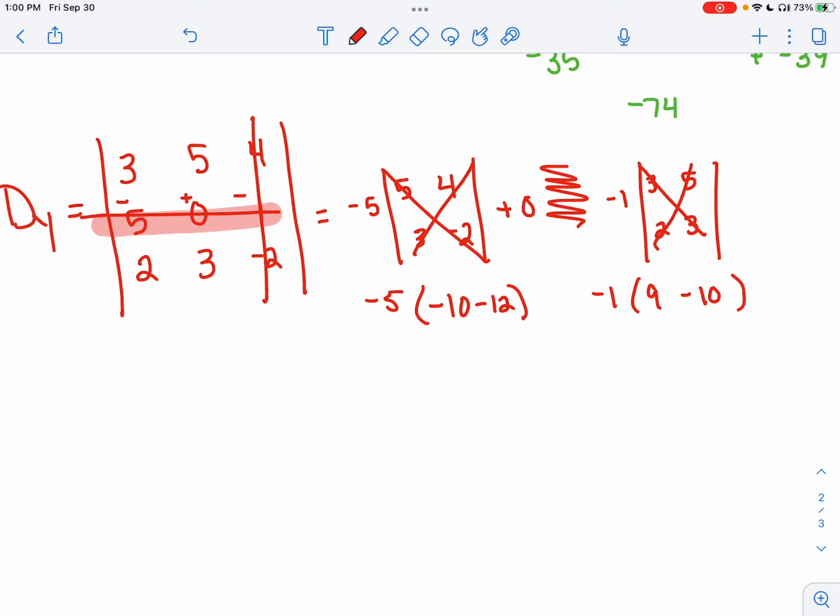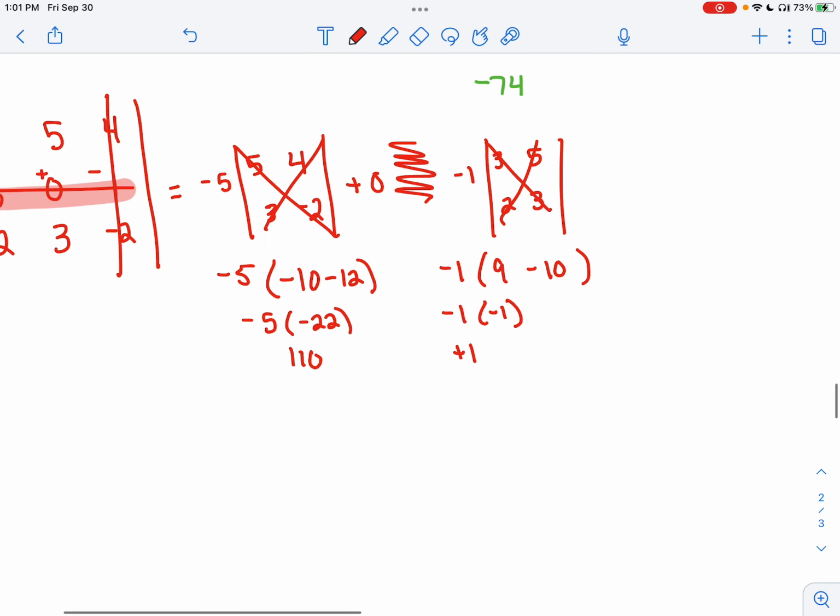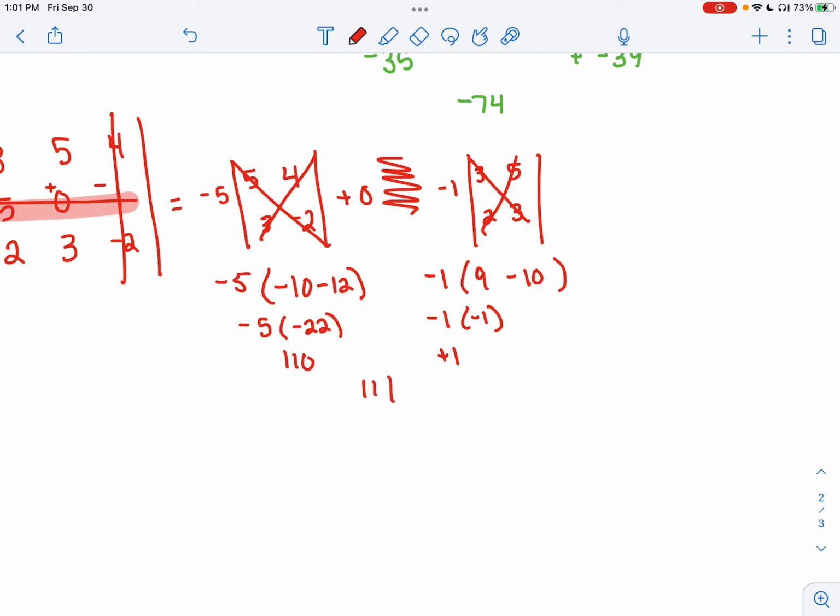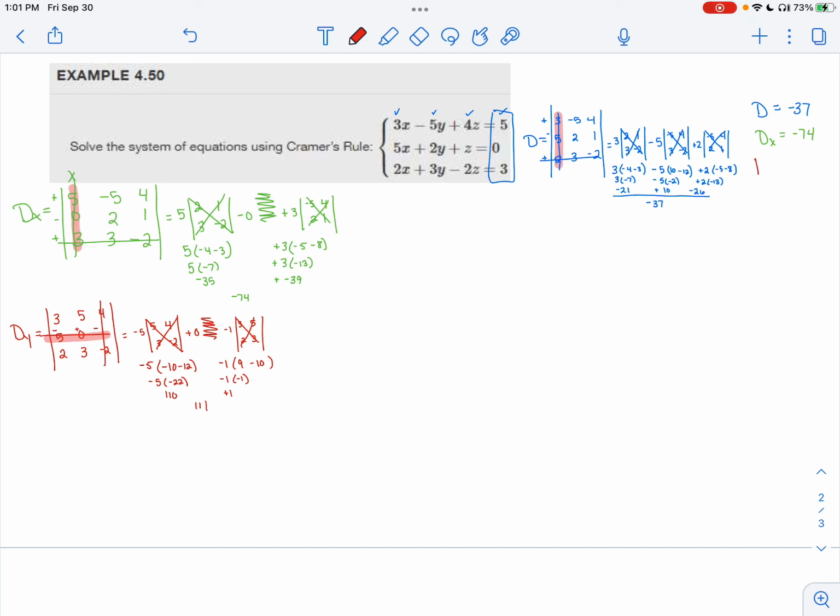Okay, it's totally fine. -5 times -22. -1 times -1. -5 times -22 is positive 110. And then this will be +1. So we have positive 111. Let's check out and see if I'm right. Yay, I'm right. So over here, dy is positive 111.